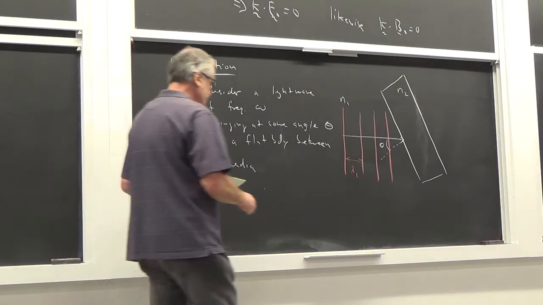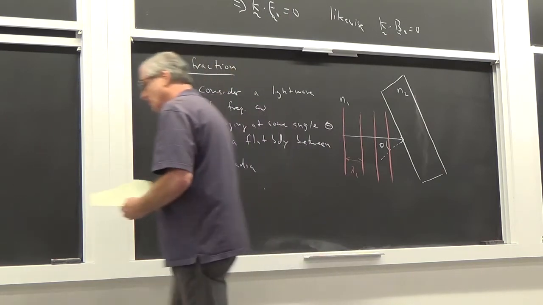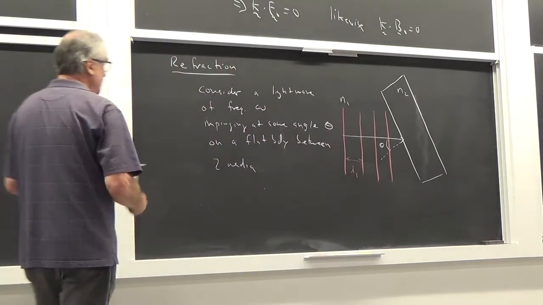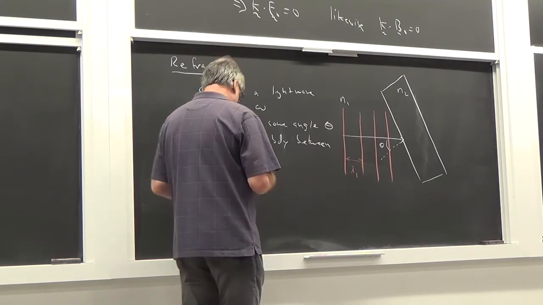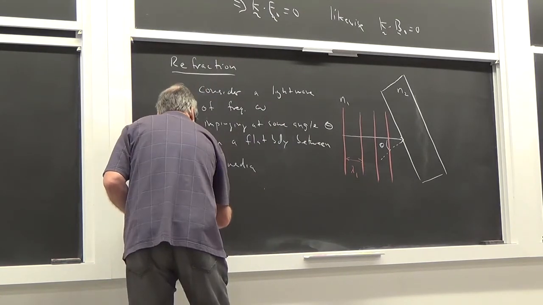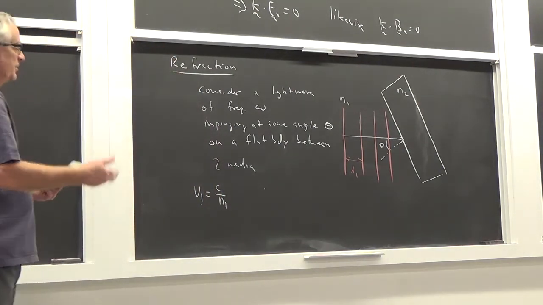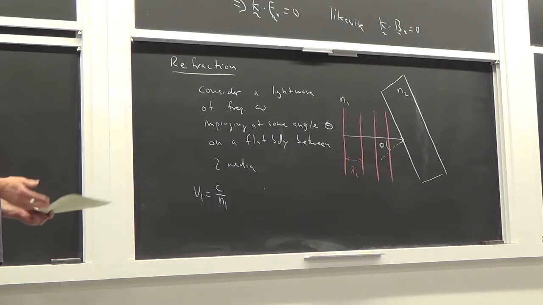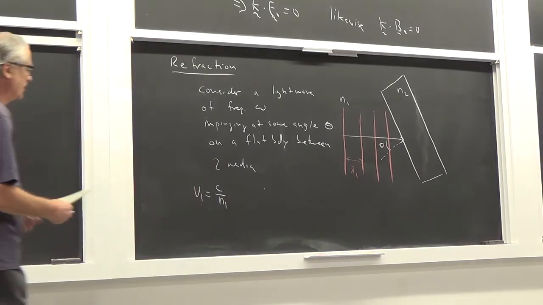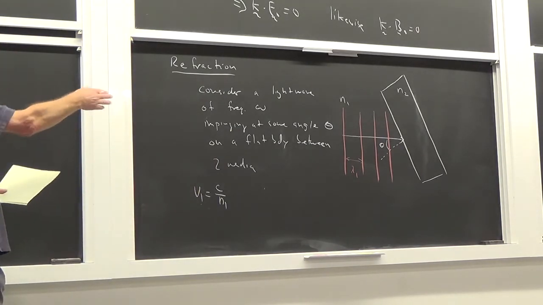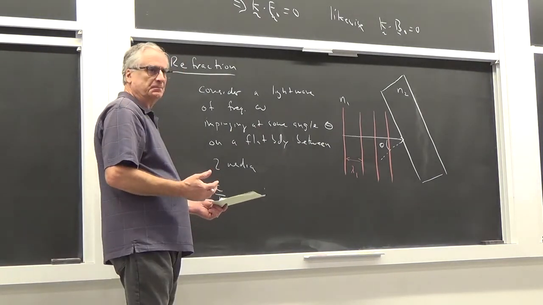So the frequency stays the same, but the speed is different. Let's see. So what are the speeds? V1 is equal to c over n1. Of course, if n1 happens to be just a vacuum or air, air is essentially a vacuum, so it depends on what kind of problem you're working on. If you're comparing air with a piece of glass, then the air is like a vacuum. Then V1 would be about c.